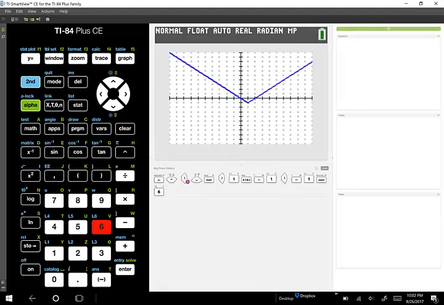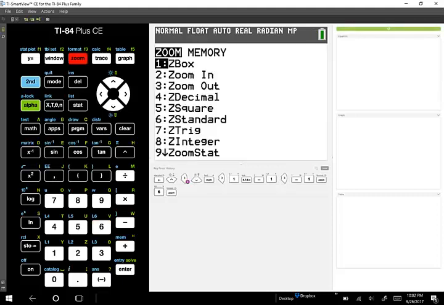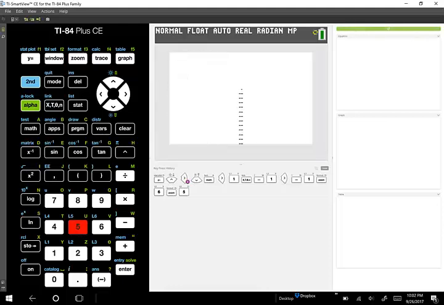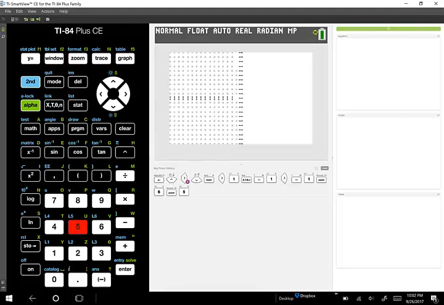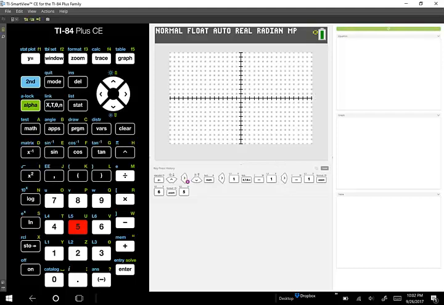And here you see, now that doesn't really look like a perfect 45-degree V, and the reason is because the graph has been stretched horizontally. So we reformat it by hitting zoom again, and now we hit the number 5 for ZSquare. And now as you look at our graph, our dots horizontally are proportionately the same as our dots vertically, and you see our graph has been shifted to the right one and down one.